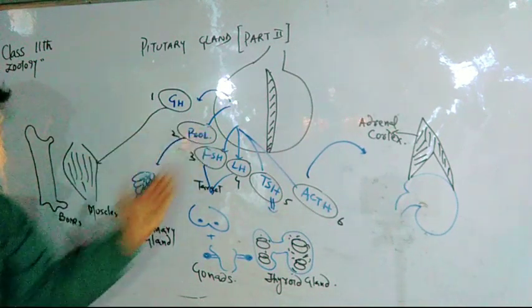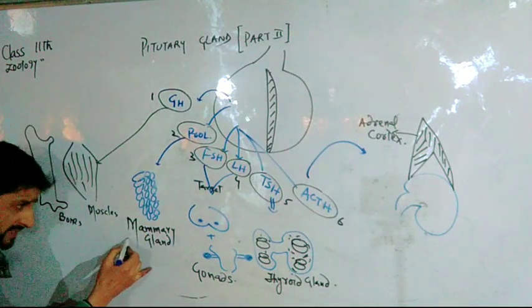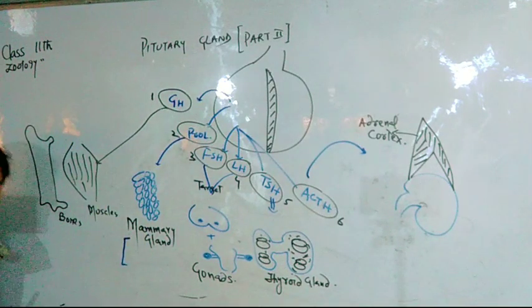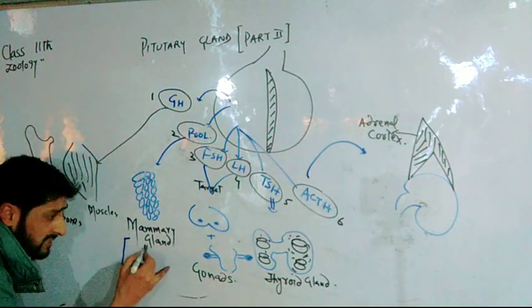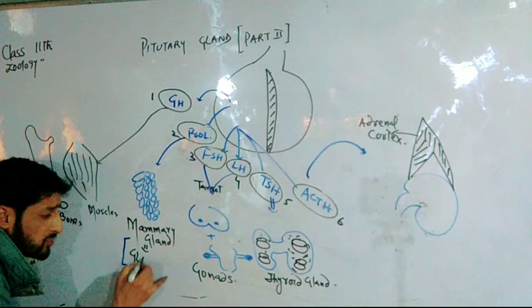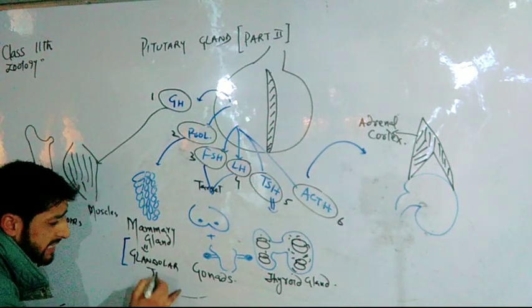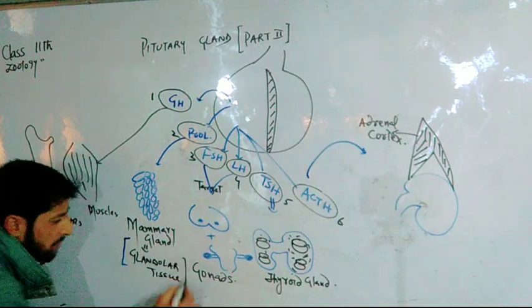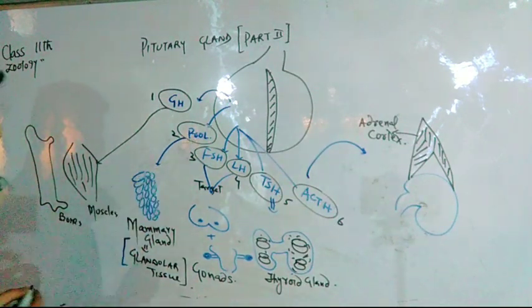The target organ for prolactin is usually the mammary glands, or breasts. The breasts contain special structures known as glandular tissue. You may remember it. Glandular tissue is a special structure present in the breasts. That is the target organ for the prolactin hormone.